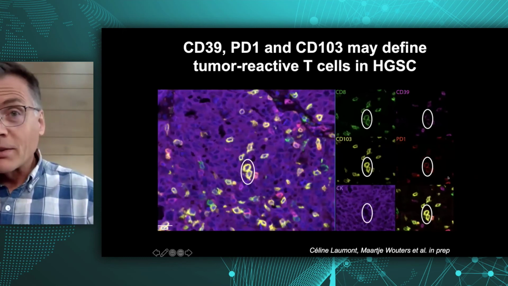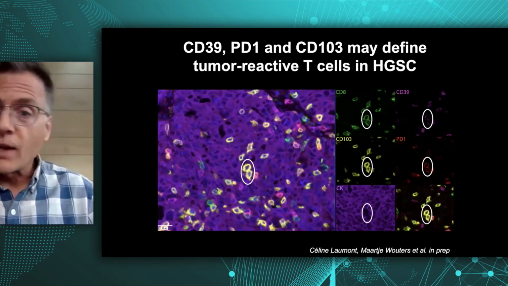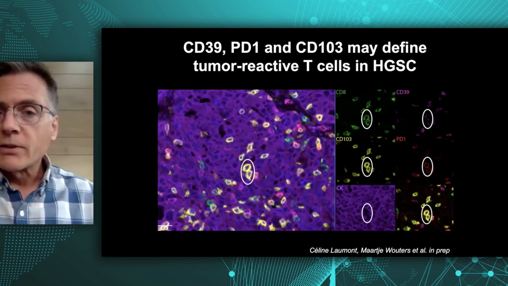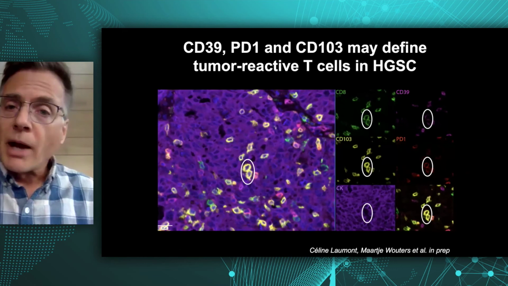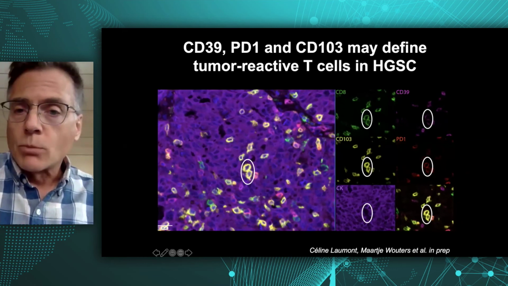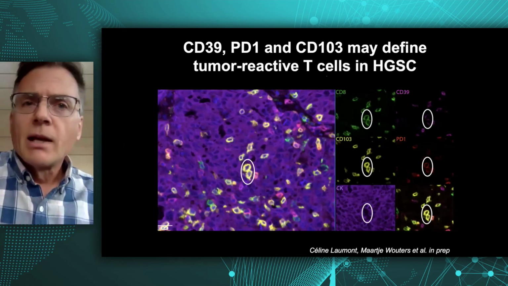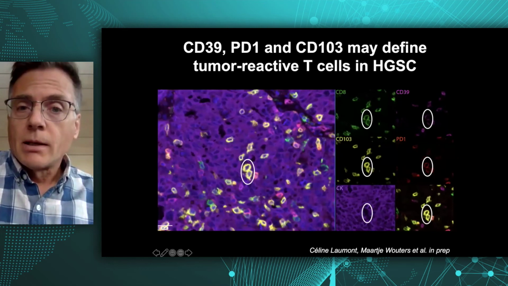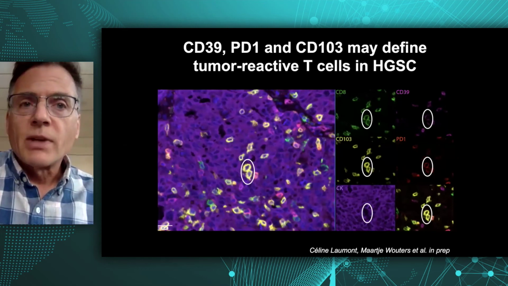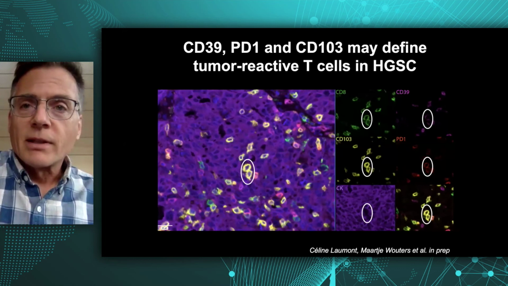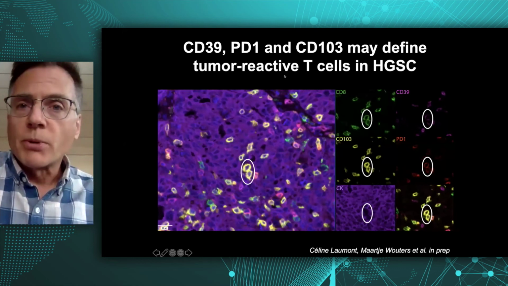So the race is on to find better markers, going beyond just staining for CD8, for example. Can we identify the bona fide tumor-reactive TIL among all the bystanders in the tumor? This is work from my lab, building on work from other groups in other malignancies, where they've nominated a few other markers as potential markers for the tumor-reactive T cells: CD39, PD-1, and CD103 as a triple combination. The hypothesis is that these define the tumor-reactive subset.